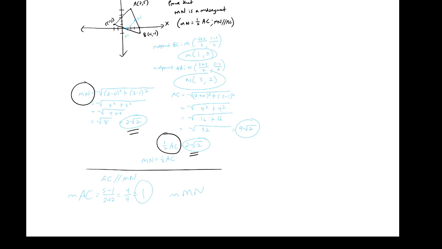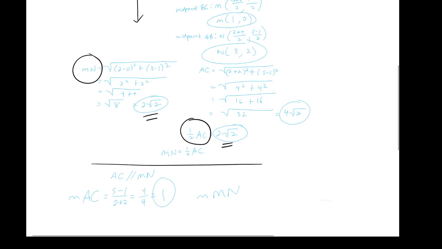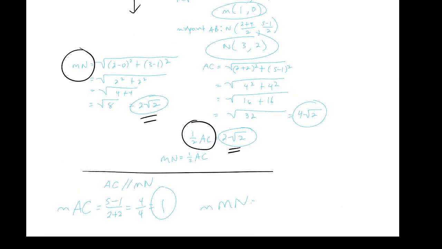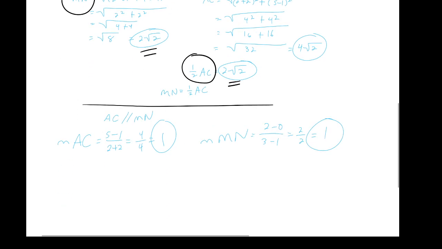Now we do MN, which is going to be 2 minus 0 over 3 minus 1, which is 2 over 2, which is equal to 1. Gentlemen, these guys are parallel because they have the same slope. All right, so we have actually sufficiently done this algebraically.